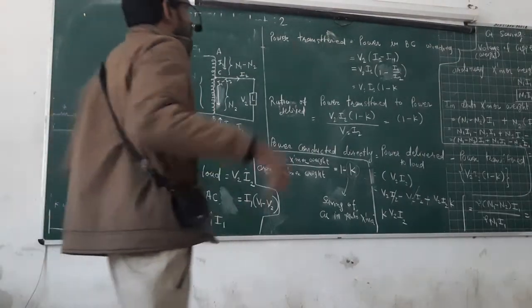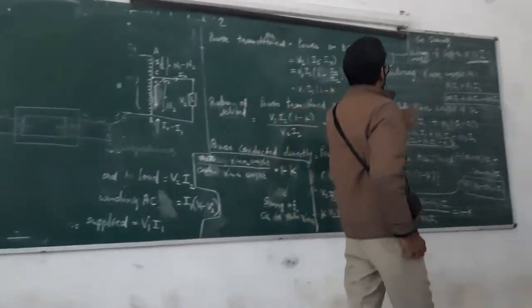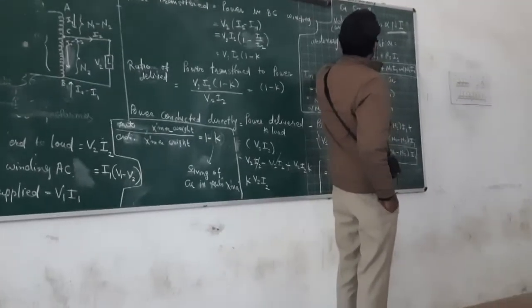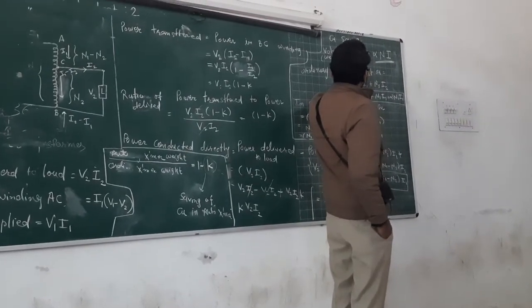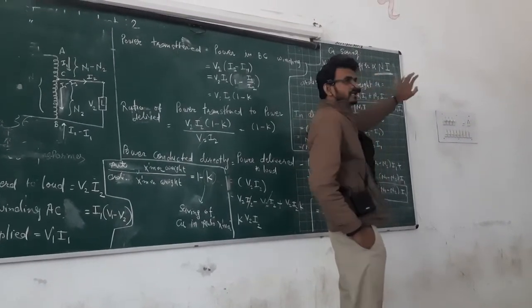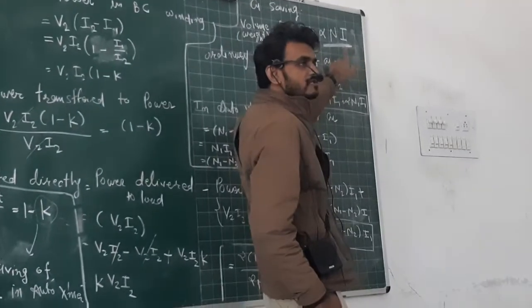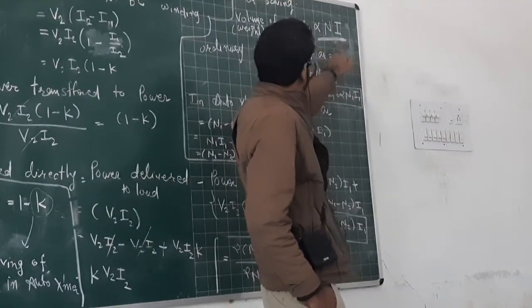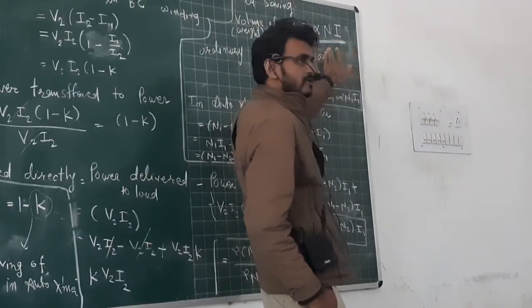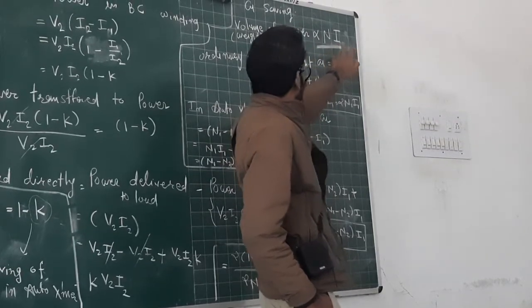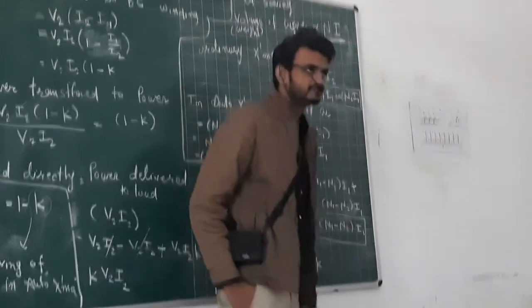Another important thing was how we will derive copper saving. Volume of the copper is cross-sectional area times length, and cross-sectional area is directly proportional to current, and length can be determined by the number of turns. So area into length is same as current into turns.